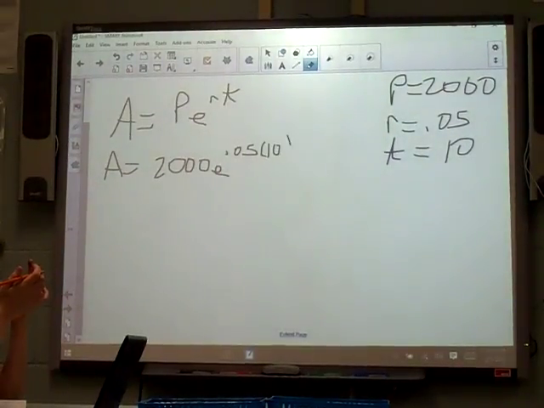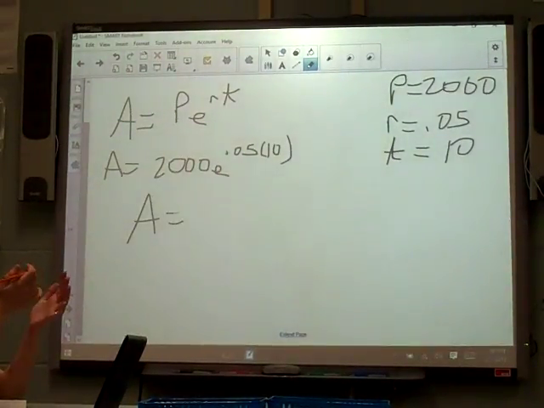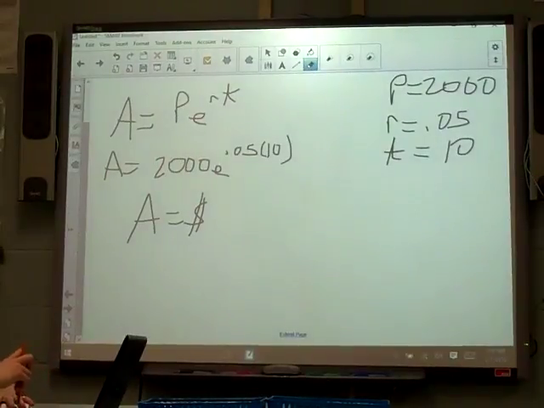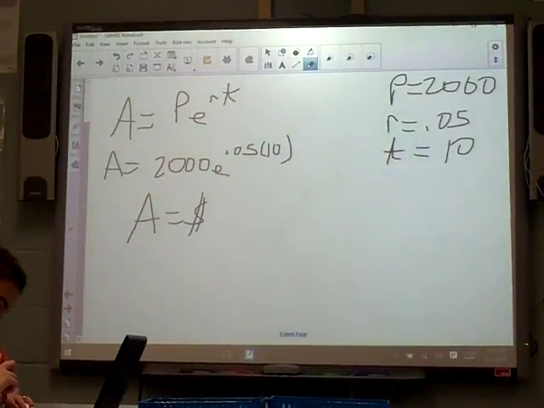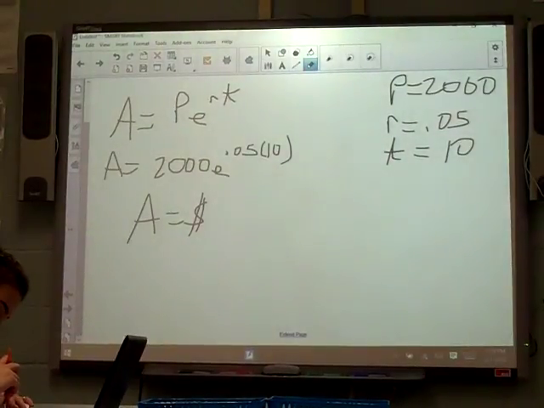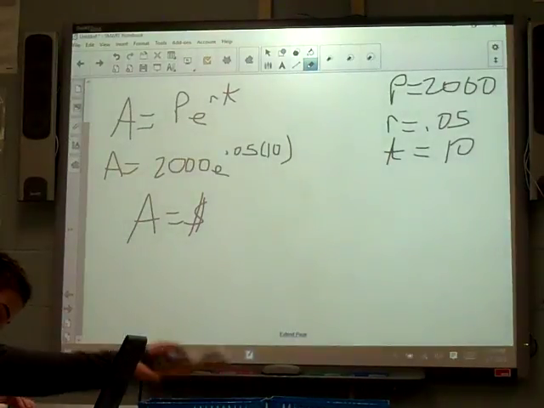Alright, are you ready to start pushing some buttons so I can help you make sure you find the e? 2,000, type that in, get the 2,000 typed in. e is second LN. So 2,000 second LN, and then just fill in the 0.05 and the 10 up there in the exponent.